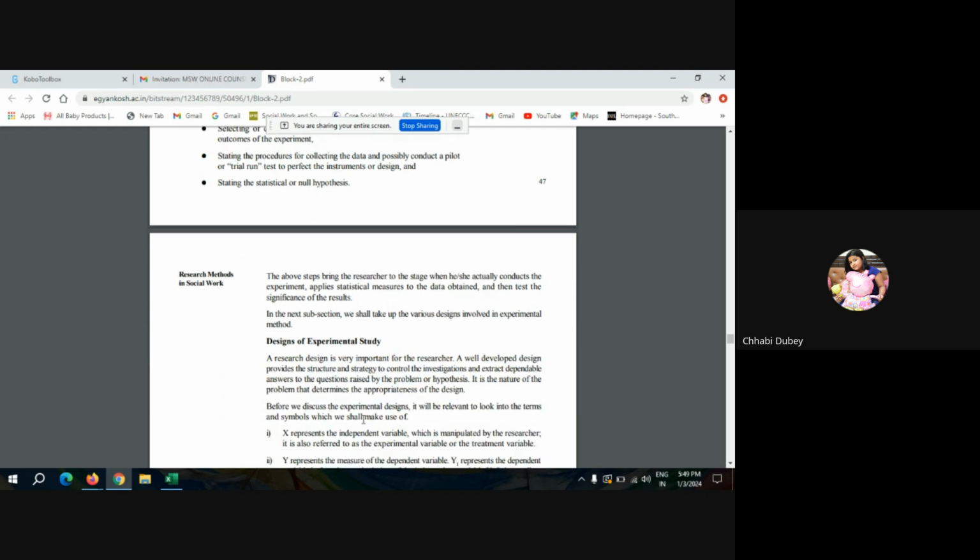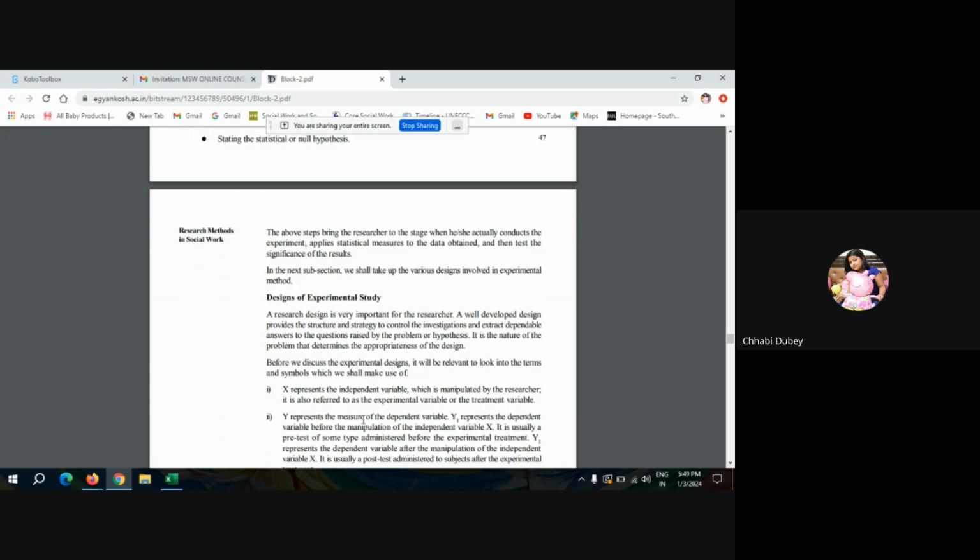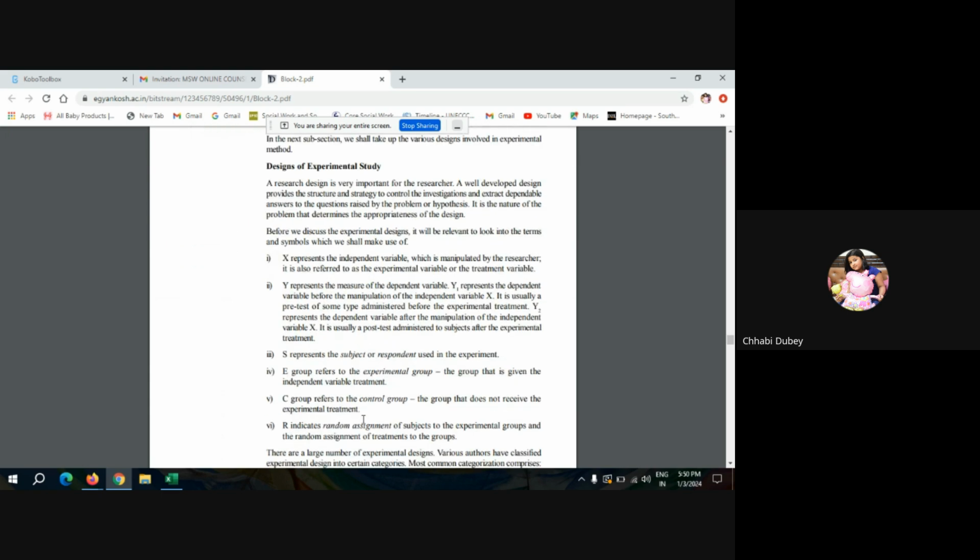Now, next we come to designs of experimental studies. What are the different designs of these experimental studies? Generally, it's the nature of the problem that determines the appropriateness of the design. So we will see what the nature of the problem at hand is, and then we are going to see which design suits that problem best.